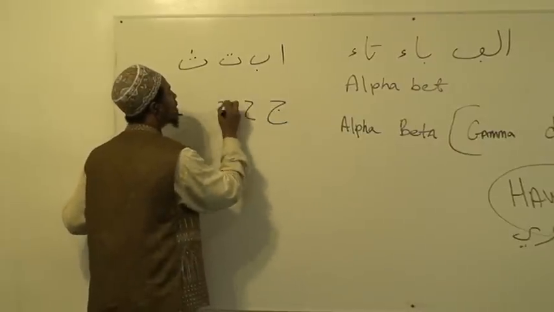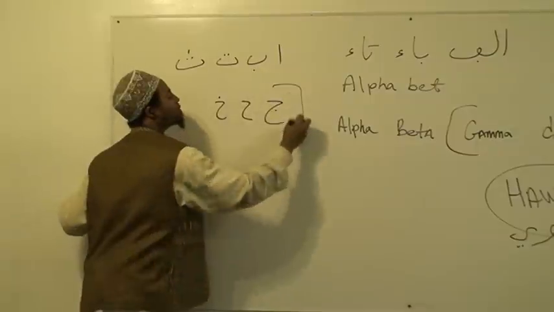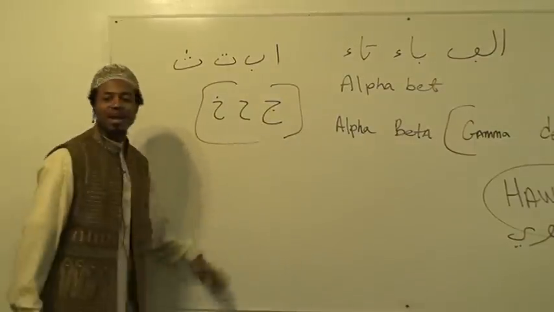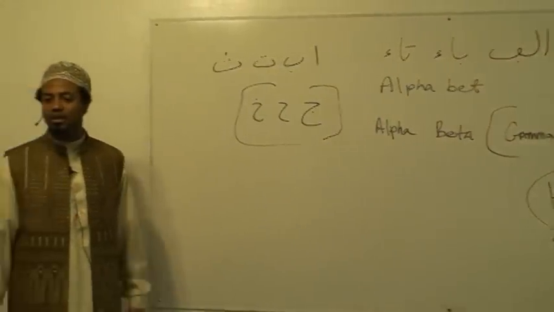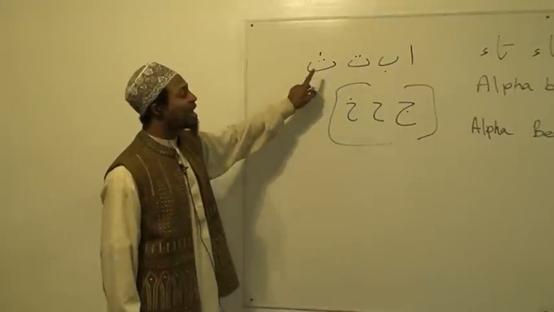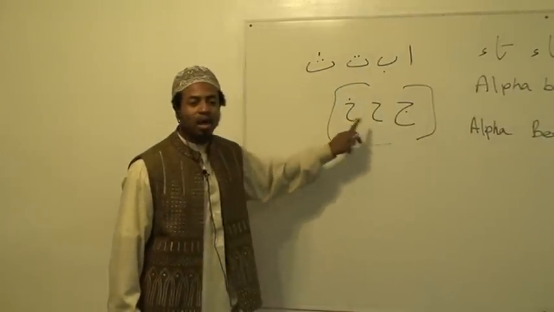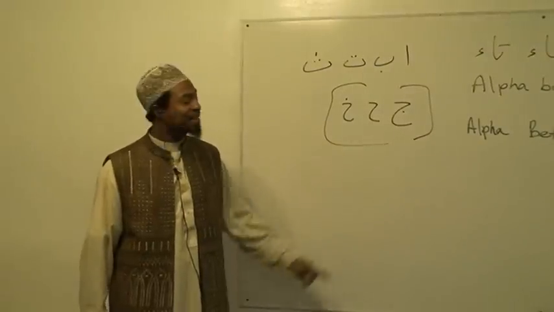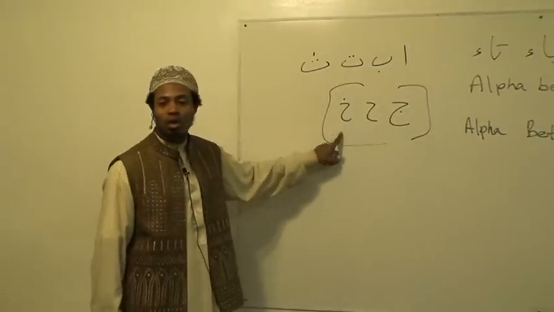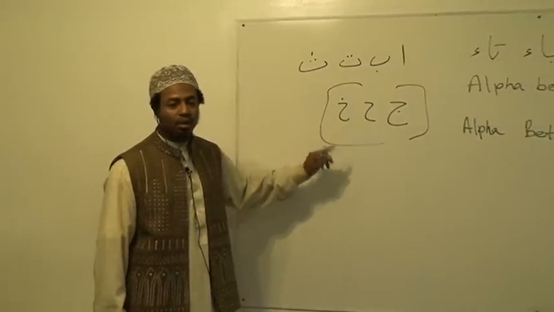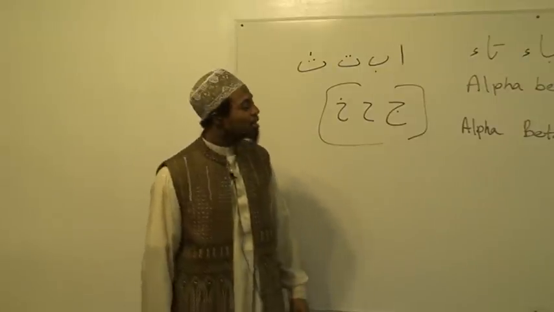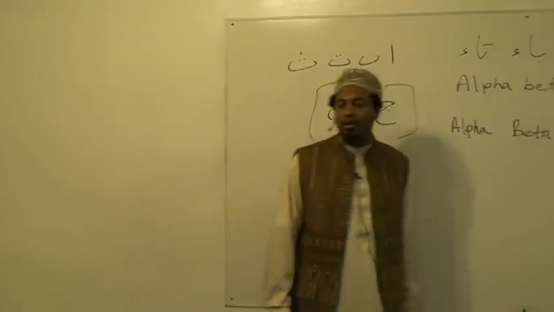Now, the next thing I'm going to give you is the hardest part. Jim, ha, kha. This is the hardest part to learn in the alphabet, and everything else is easy. Alif, ba, ta, tha, jim, ha, kha. Everybody say jim, ha, kha. Say ha. Now say ha, wa, yeah.